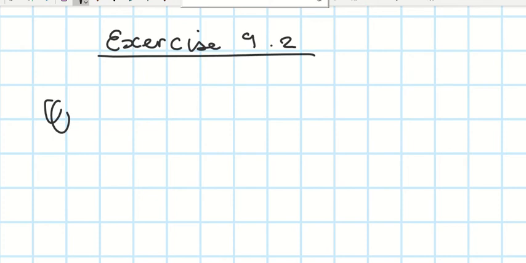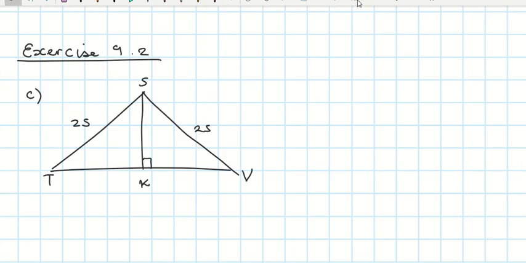Alright, so we are busy with exercise number 9.2, and then we looked at the other stuff on the board. We are looking at number 2C now. The question reads as follows: in each of the diagrams, state whether the pairs of triangles are congruent or not, giving reasons for your answers. Alright, so the figure that we have, I'm quickly going to draw the figure. We need to prove that these two triangles are congruent or not.